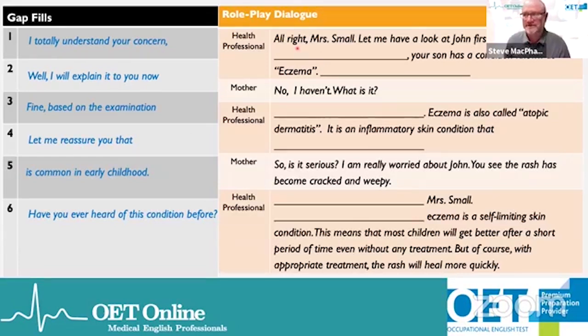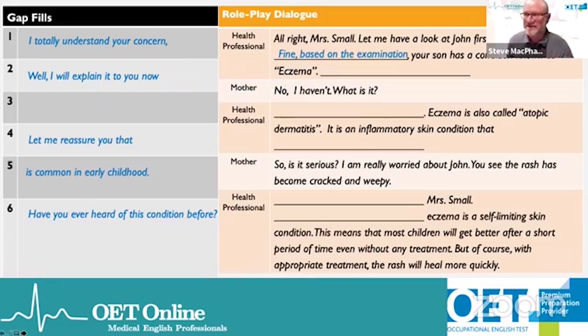So it begins. All right, Mrs. Small, let me have a look at John first. Something, your son has a condition known as eczema. Something. Okay, what number would go first, based on the gap fills on the left-hand side? Type in the number. Yep, Sayad's got it. Number 3, that's the beginning.